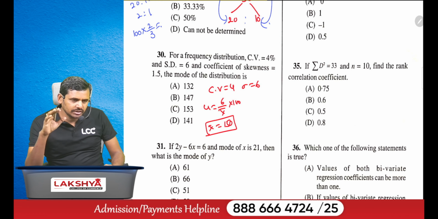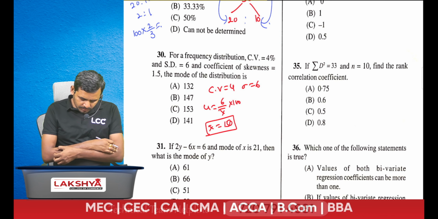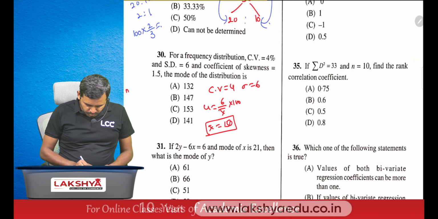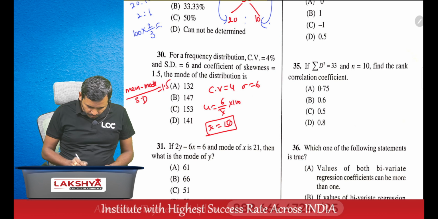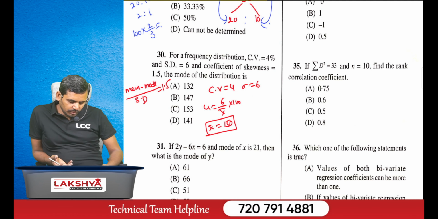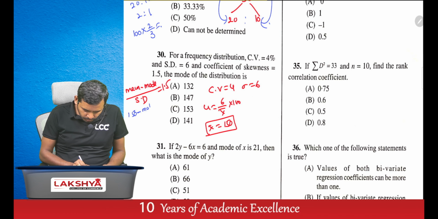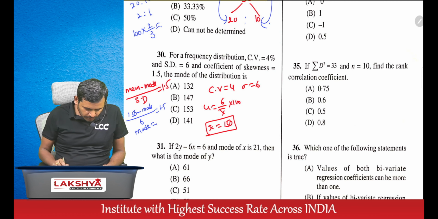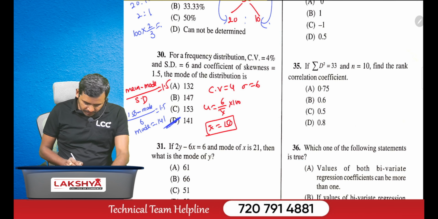The coefficient of skewness is 1.5. Skewness means mean minus mode by standard deviation. Then what is the mode of the distribution? Skewness is mean minus mode by standard deviation, and this value is given as 1.5. Already you know the mean value as well as the standard deviation value, so using that we find the mode. Substituting these values, (150 minus mode) by standard deviation 6 is equal to 1.5. Simplifying this, the mode is equal to 141. Therefore, the right answer is D.